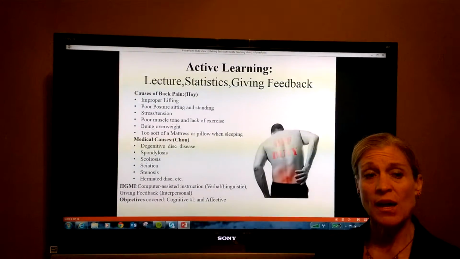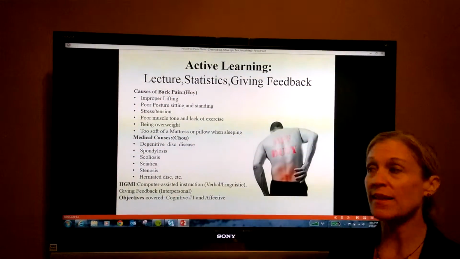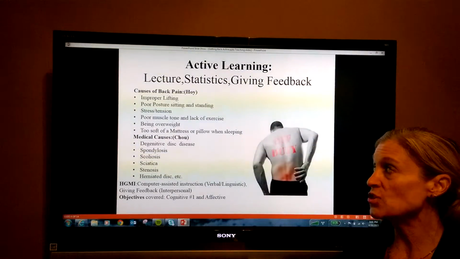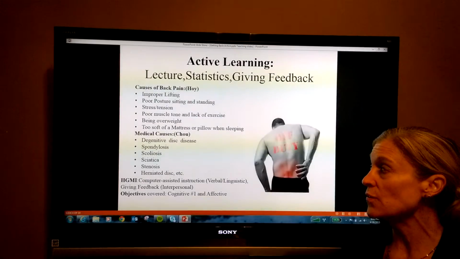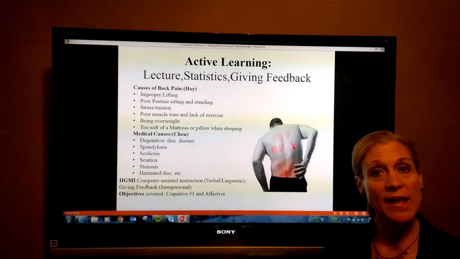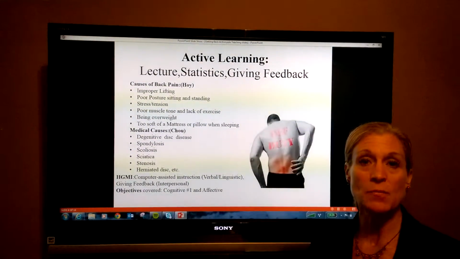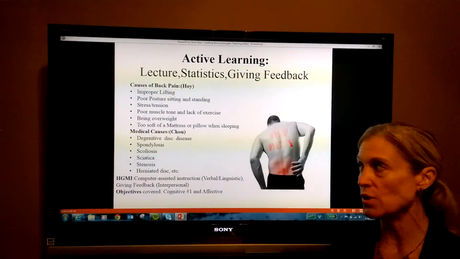All right, with that come the medical causes of back pain. I would ask, has anybody in the room ever been diagnosed with degenerative disc disease, spondylosis, scoliosis, sciatica, herniated disc, or stenosis? With a show of hands, anybody that has raised their hand. Degenerative disc disease is going to be the most common, and with that, everybody pretty much has that if you're over the age of 30 years old.